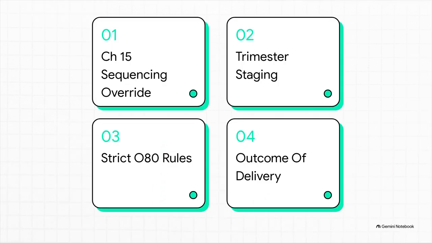All right, quick look at the agenda. Our mission today is to master 4 critical areas. We've got the Chapter 15 sequencing override, trimester staging and gestation, the extremely strict O80 normal delivery rules, and finally, the outcome of delivery mandates.